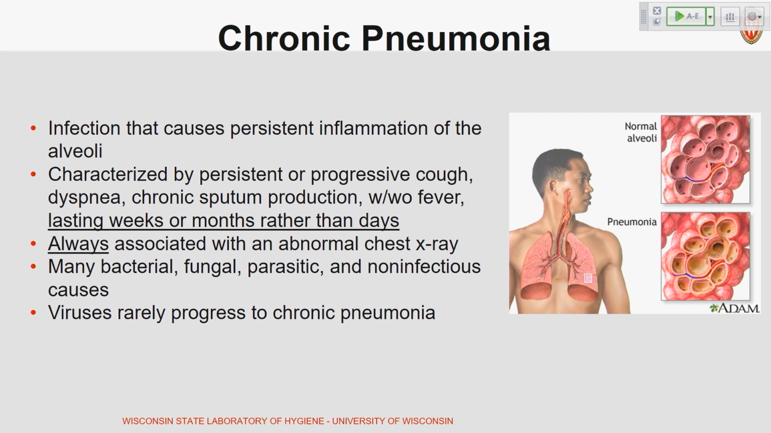And there's chronic pneumonia. So really calling out here again, sputum production, persistent progressive cough, but lasting weeks or months rather than days. And it is always associated with an abnormal chest x-ray. Many different causes, but viral being something that rarely progresses to a chronic pneumonia.